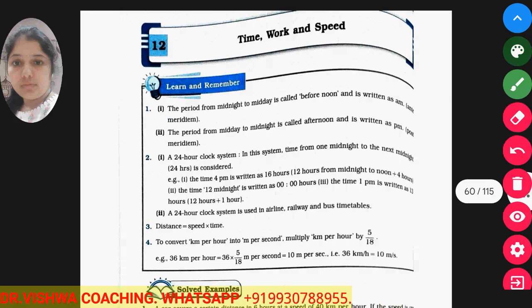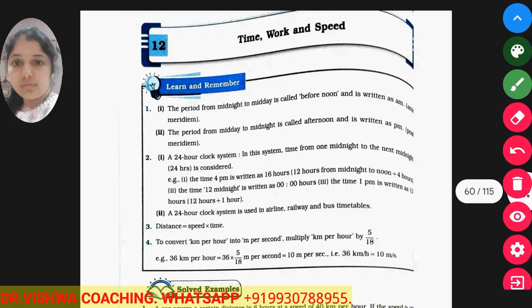24-hour clock system. In this system, from one midnight to the next midnight, there are 24 hours. 4 p.m. is written as 16 hours, as 12 plus 4 becomes 16. Now to convert kilometer per hour into meter per second, multiply kilometer per hour by 5/18.